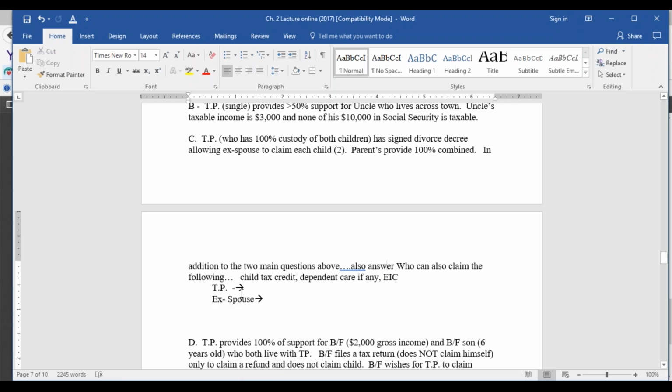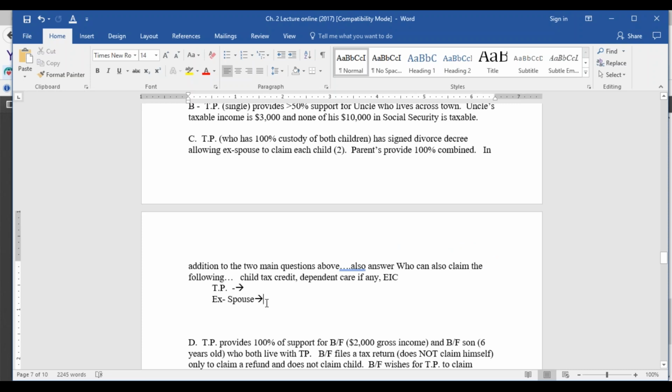Okay, the answer for this one is, of course, the taxpayer would not be able to claim either of the kids as an actual dependent. However, the taxpayer could claim head of household in this situation. The taxpayer can claim any dependent care if there was any paid. The taxpayer can claim the earned income credit, even though they didn't claim the kid. However, the taxpayer cannot claim the child tax credit.